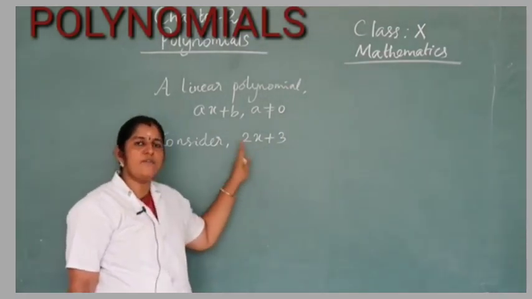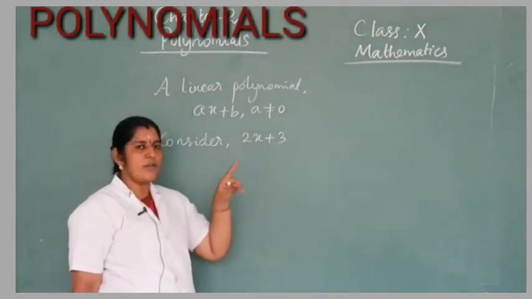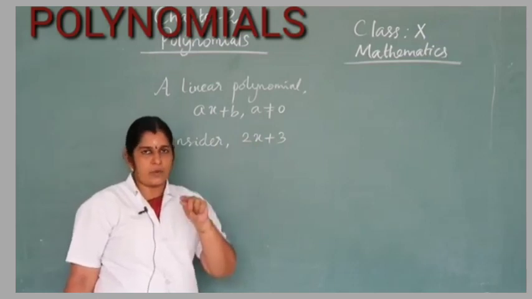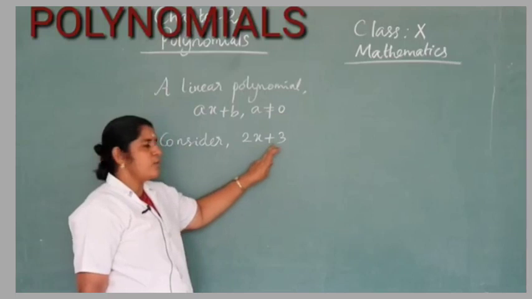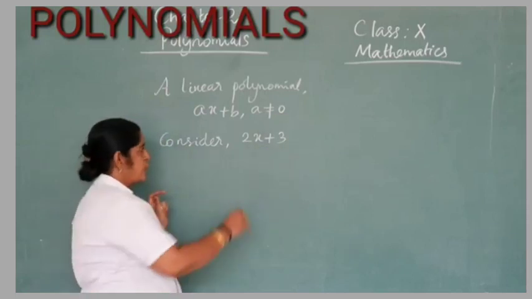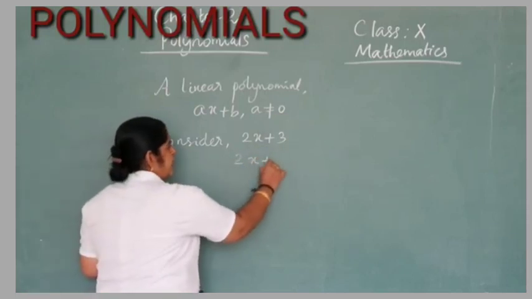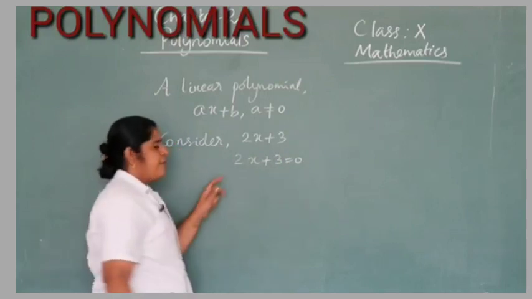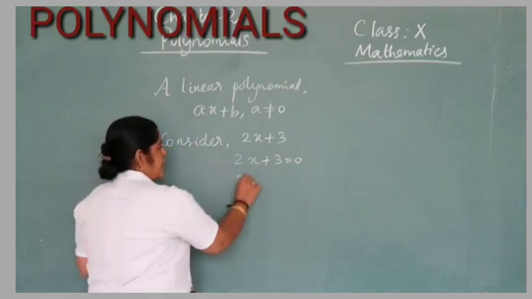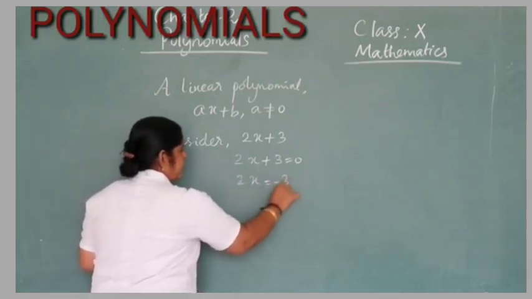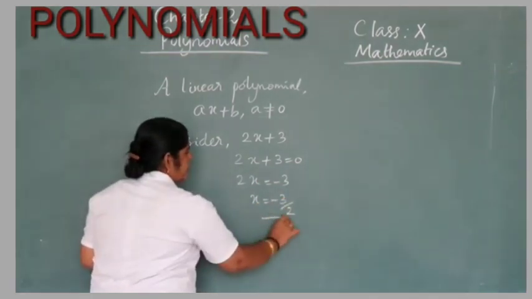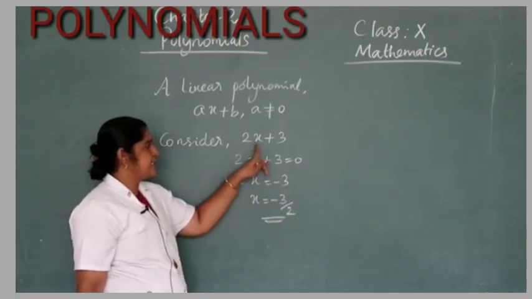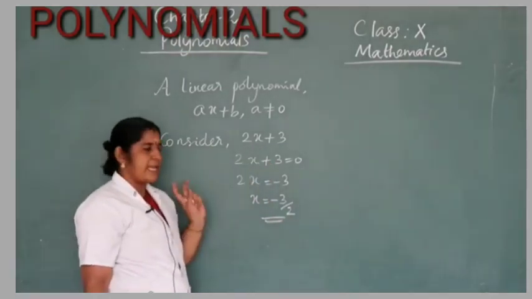Now if you need to find the zero, a linear polynomial is having only one zero. So to find the zero of this linear polynomial, we want to equate this to 0. So you will get 2x plus 3 equal to 0. From this, what is the value of x? 2x equal to minus 3. x is equal to minus 3 by 2. So this is the zero of this given linear polynomial.